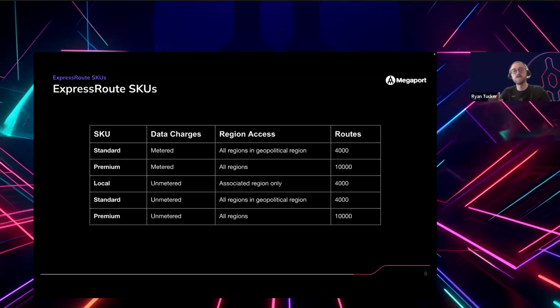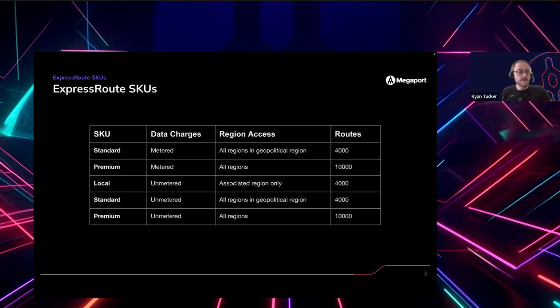The other big difference is whether the connection is metered or unmetered. So standard and premium, you can choose whether it's metered or unmetered. Local is always unmetered. Local, compared to standard and premium, only allows you to access the one single associated Azure region. So if you get a local ExpressRoute service in Sydney, for instance, you can only access the Australia East region. You can't access any other regions, only the one that's associated. And not all ExpressRoute locations have an associated region. But if you do need to move lots and lots of data, sometimes it is the cheapest option, the most cost-effective option.